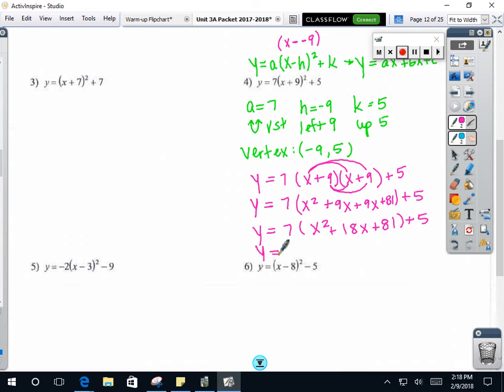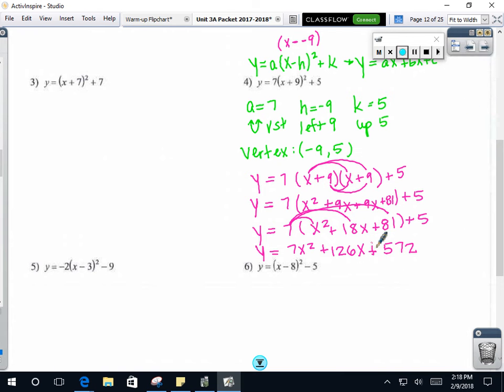So that'll be y equals 7x squared plus, what's 7 times 18? Right, 126x plus, what's 7 times 81? Okay, and since I've run out of room, let's go ahead and combine the step. What am I going to do to that 567 next? Add the 5 to it, which will be 572.